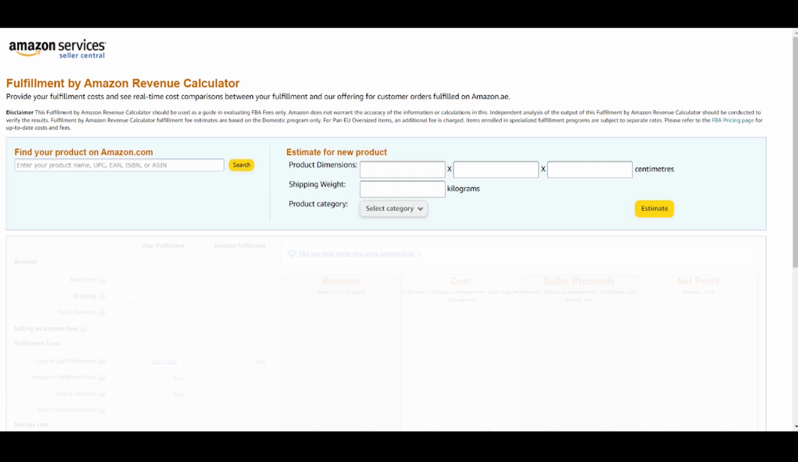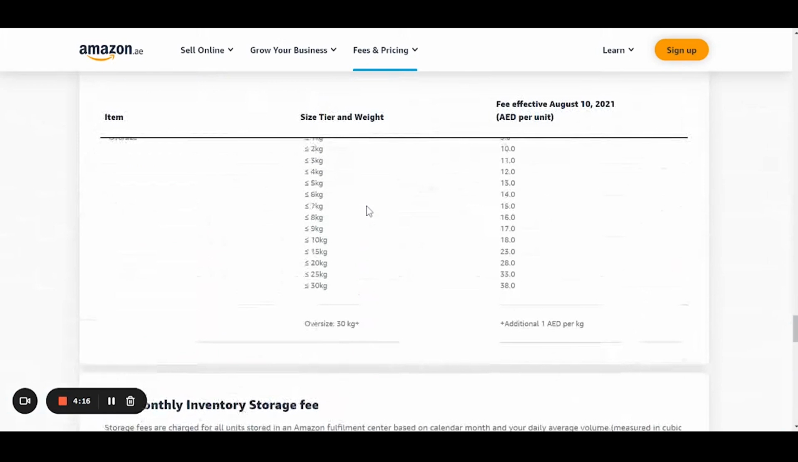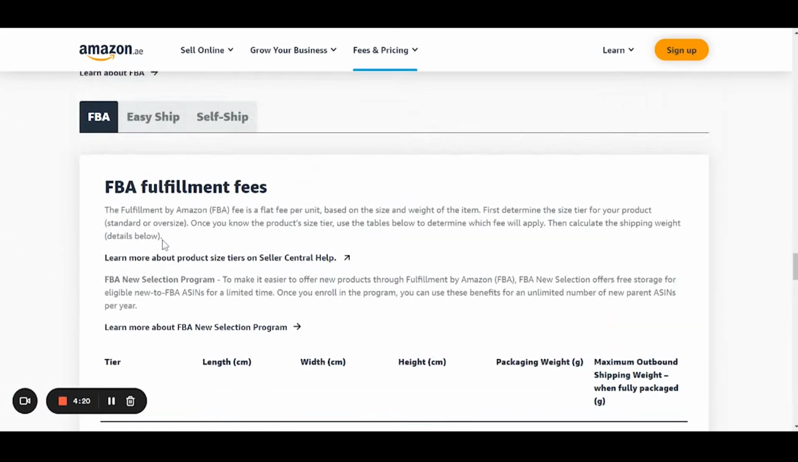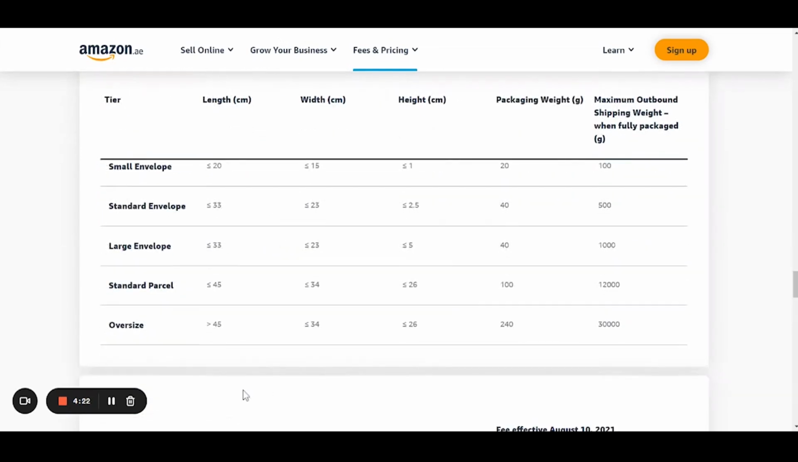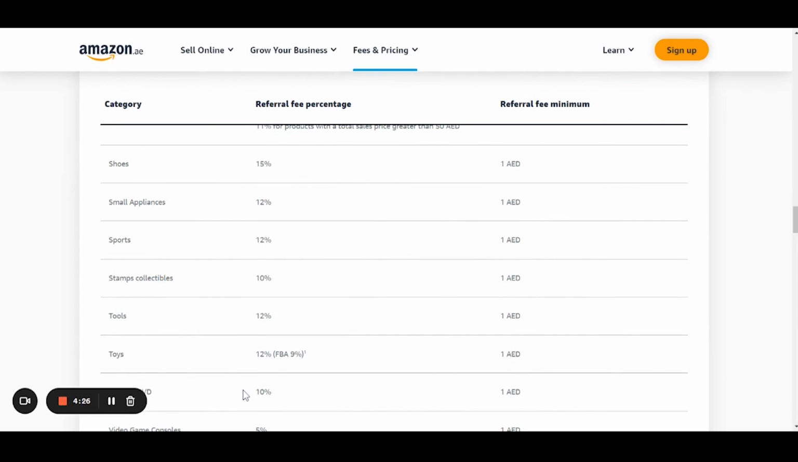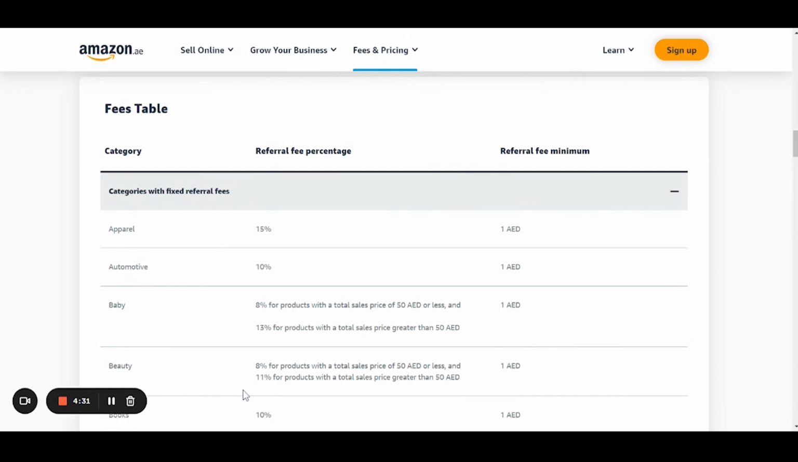However, I would suggest that you actually try to manually understand what the costs are by looking at this page that we just looked at, by looking at the sizes of your product, by actually looking at everything, and try to manually understand how much it's going to cost you to sell this product.